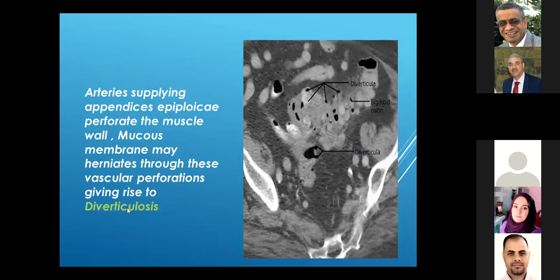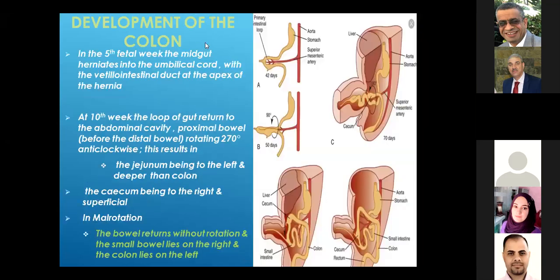We'll talk about diverticulosis. The arterial supply of the appendices epiploicae perforates the muscle wall. So the mucous membrane may herniate through these vascular perforations, giving rise to diverticulosis.